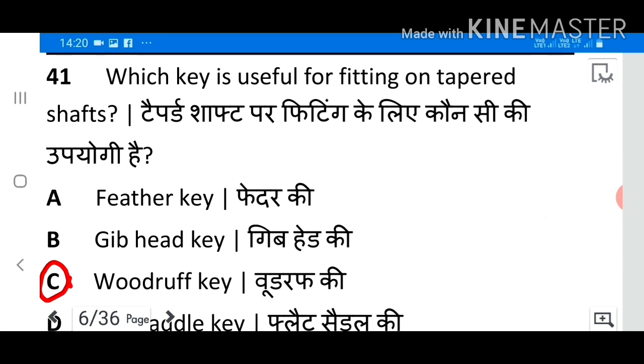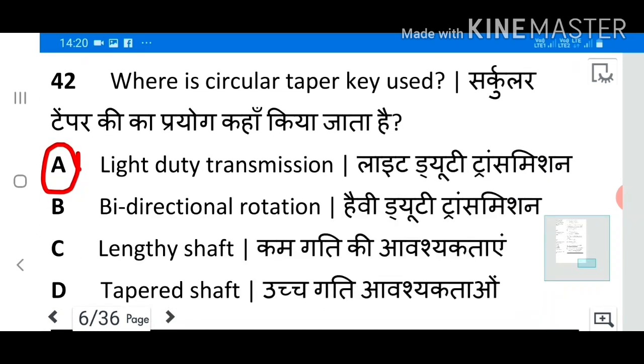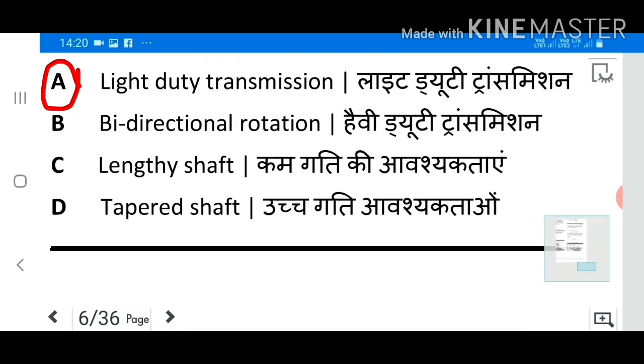41. Which key is useful for fitting on tapered shafts? Answer C. Woodruff key. 42. Where is circular taper key used? Answer A. Light duty transmission.